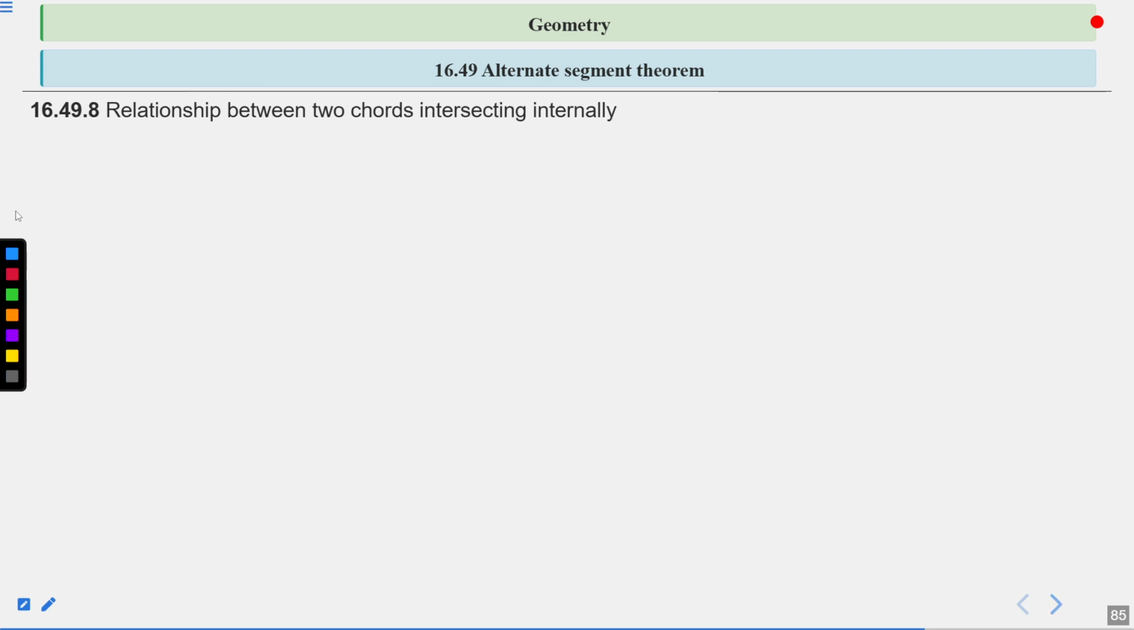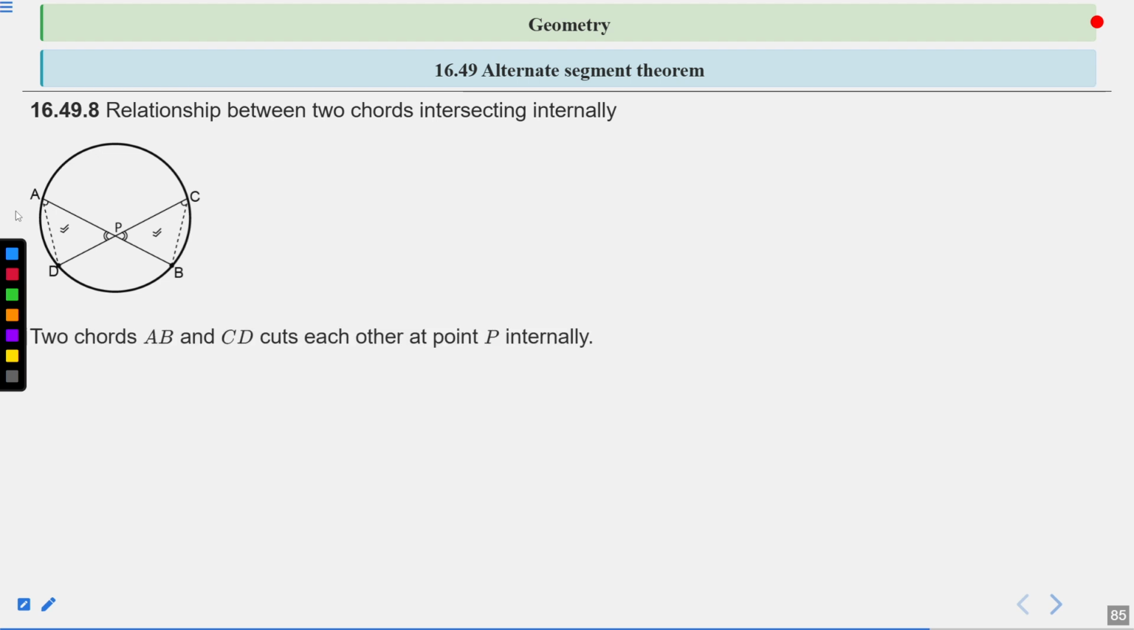Relationship between two chords intersecting internally. So this is the diagram in which we can see the relationship between two chords intersecting internally at point P, and the chords are AB and CD. Two chords AB and CD cut each other at point P internally. So we can say that PA into PB equals PC into PD.